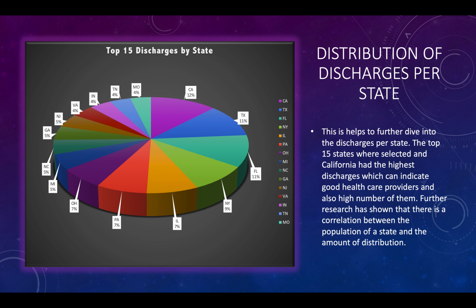So basically, this pie chart was just able to give a very first glance look at what is going on. We could see Texas coming in second, and then we could see New York. We could also see Florida as well.